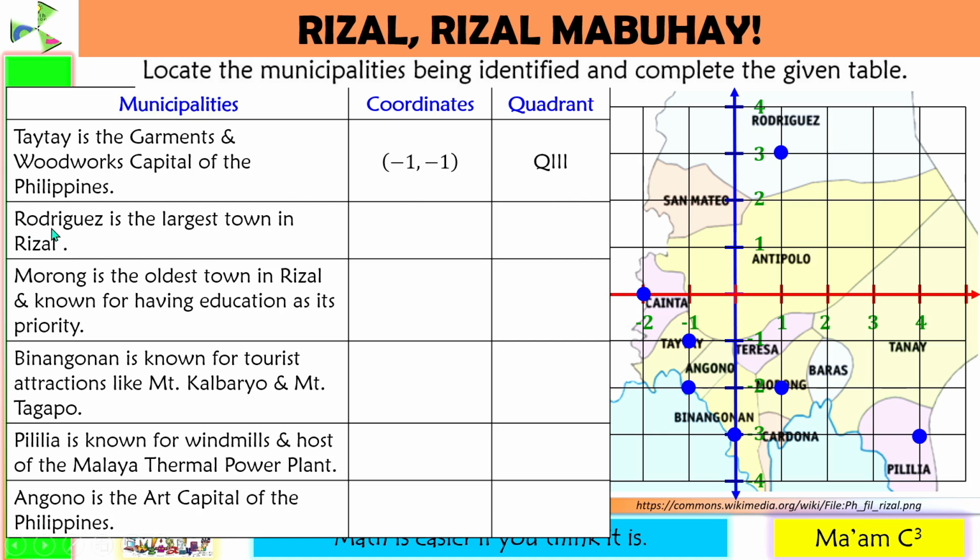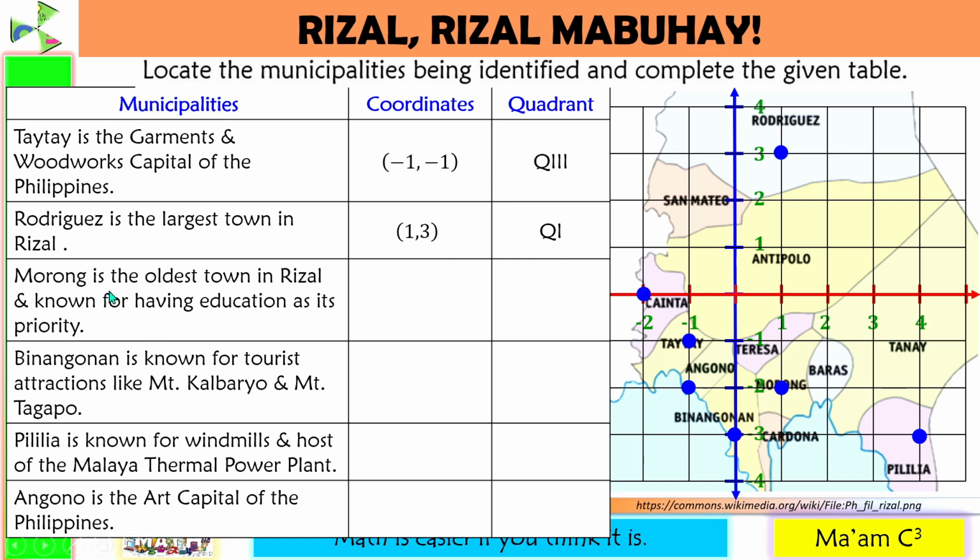Next one, Rodriguez is the largest town in Rizal, previously known as Montalban. Where is Rodriguez? It's here. So to go to this point from the origin, you need to move 1 unit to the right and then 3 units up. So the coordinates of Rodriguez is at 1, 3. Since both signs are positive, Rodriguez is at quadrant 1.